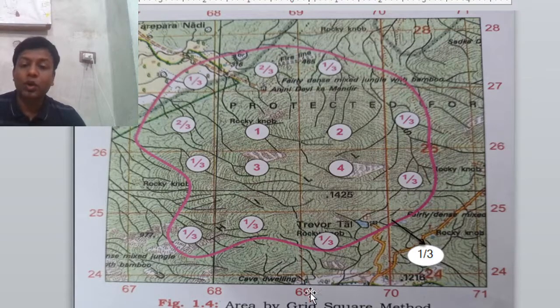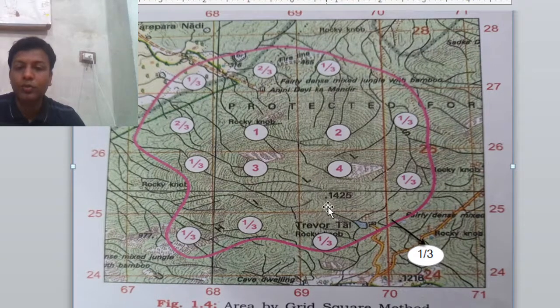So 699 is the 6 figure grid reference of easting. And what about northing? Northing is from here, 25. If you count 1 2 3 4, it is almost 4 here. So 699254 is the 6 figure grid reference. I hope this makes sense and you understood well.